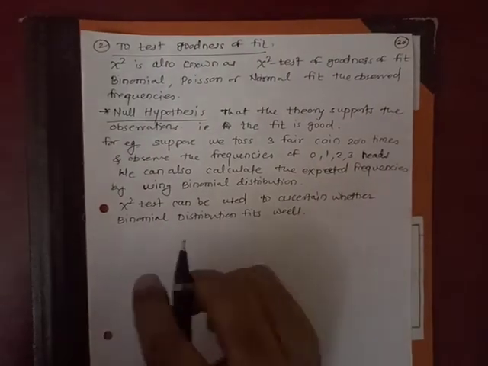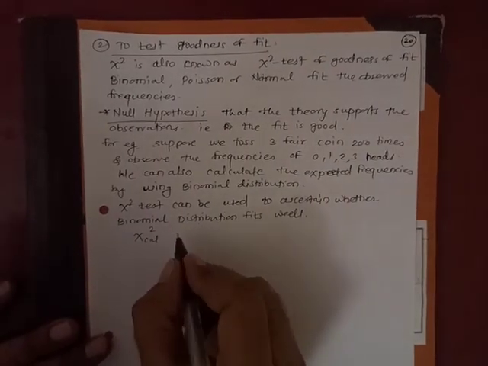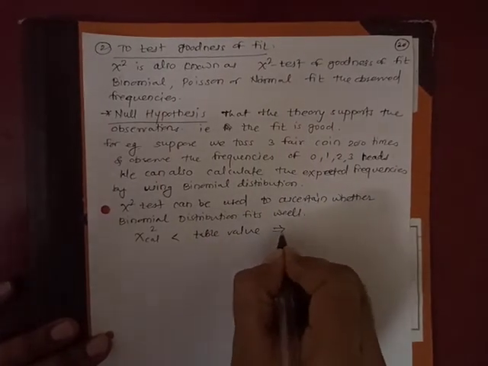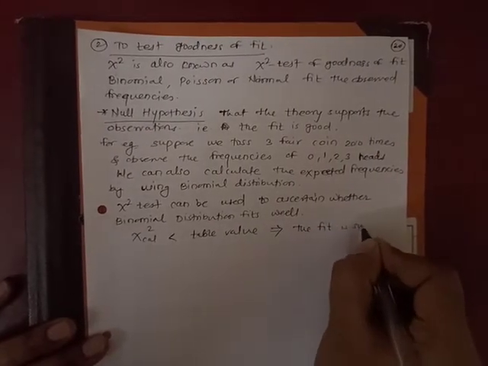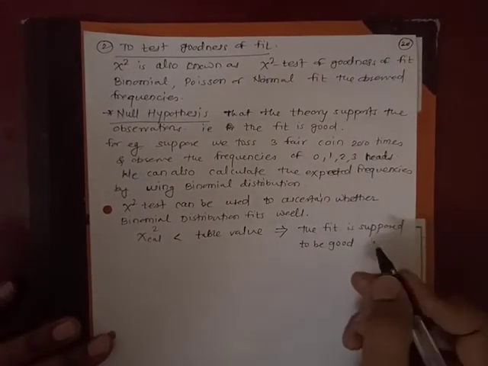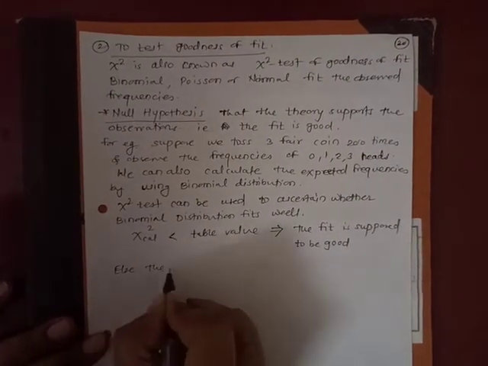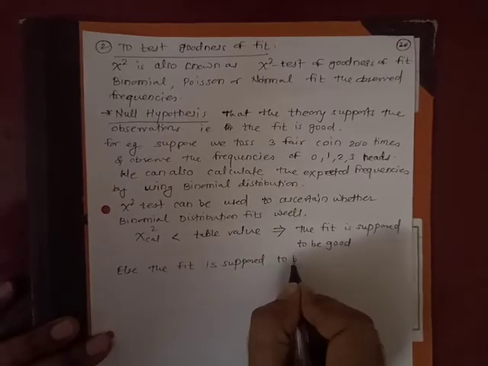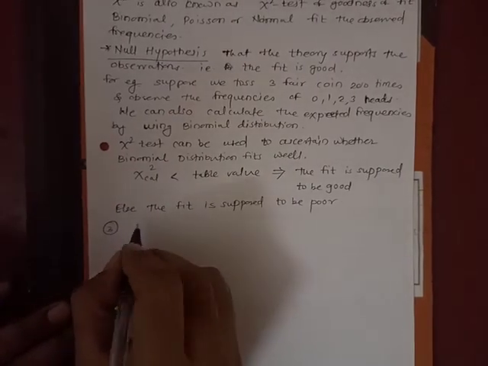Right? If the calculated value, again here also, if the calculated value at a certain level of significance is less than table value, then we can conclude that the fit is supposed to be good, otherwise the fit is supposed to be poor, right?